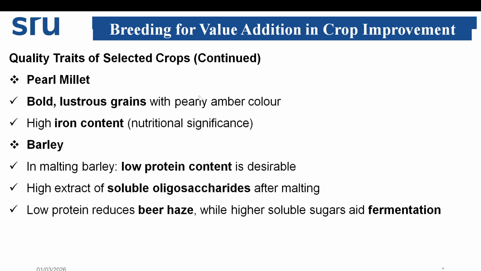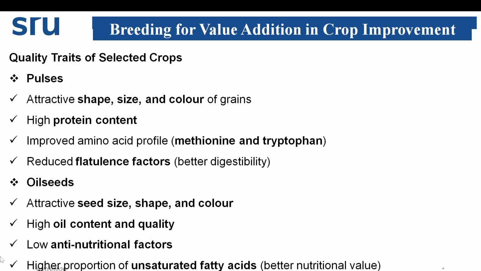Then in barley, in malting barley, low protein content is desirable. High extract of soluble oligosaccharides after malting. Low protein reduces the beer haze, while higher soluble sugars will aid fermentation. Now next crop, pulses. So attractive shape, size and color of the grains. High protein content, improved amino acid profile, that is methionine and tryptophan. Reduced flatulence factors, that is better digestibility.